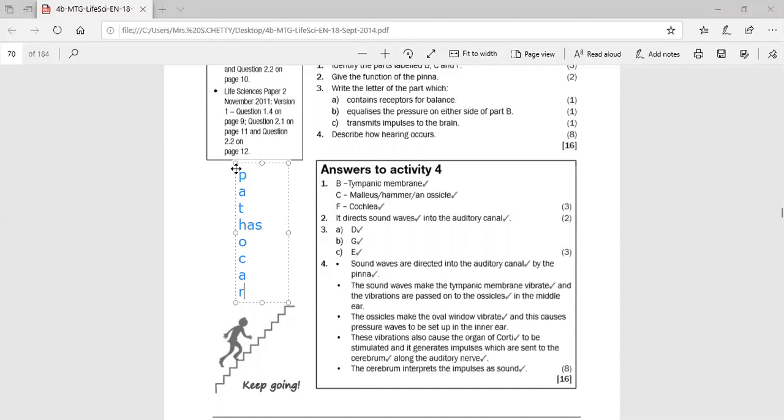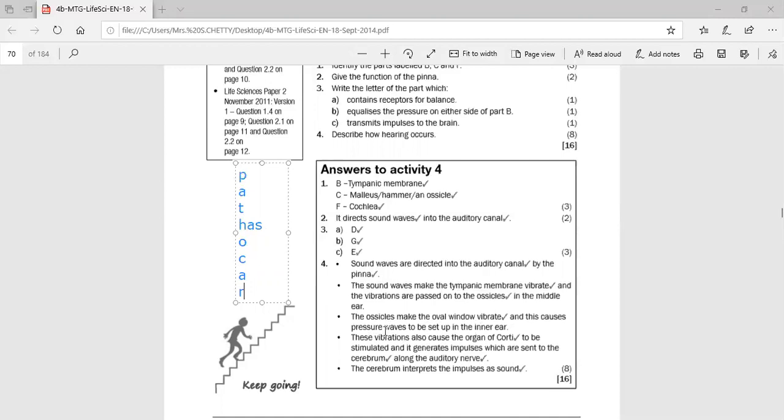So you can say the pinna captures the sound waves and directs it into the auditory canal. The sound waves make the tympanic membrane vibrate, and the vibrations are passed on to the ossicles. Or you can say hammer, anvil, and stirrup, because they are the three bones making up the term known as the ossicles. The ossicles will cause the oval window to vibrate, O, and this causes pressure waves to be set up in the inner ear. So remember, it was just like sound waves there, but once it comes to the inner ear, because there's fluid, we call it pressure waves.